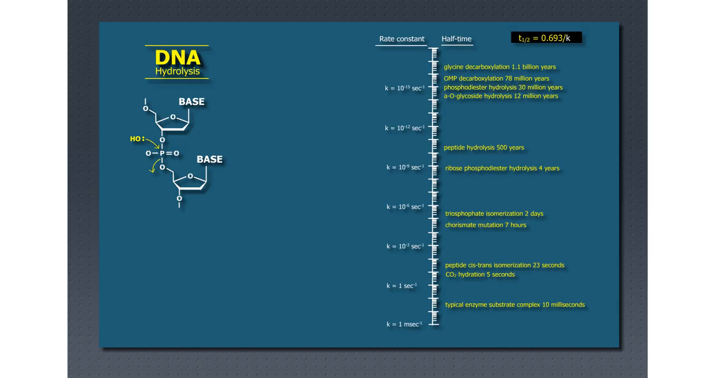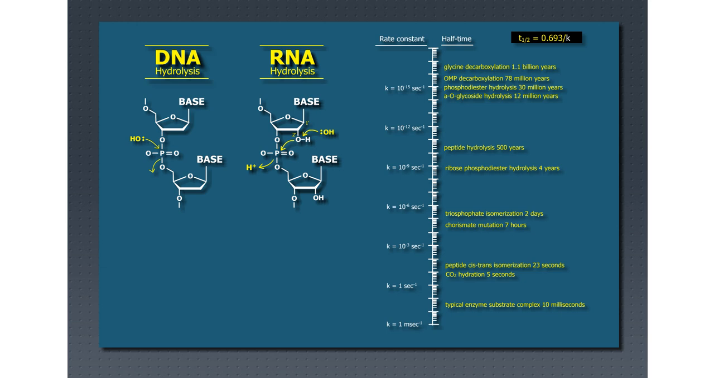Another molecule closely related to DNA is RNA. The rate constant for hydrolysis of the phosphodiester bond in RNA is approximately 10^-10 to 10^-11 per second, which corresponds to a half-life of 4 years. Compared to DNA, the hydrolysis of the phosphodiester bond in RNA occurs at a faster rate because of the 2' hydroxyl group, which acts as an internal nucleophile that attacks the adjacent phosphate.